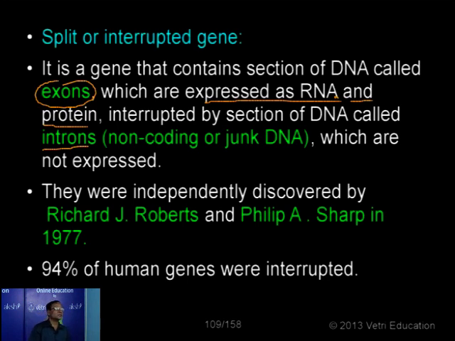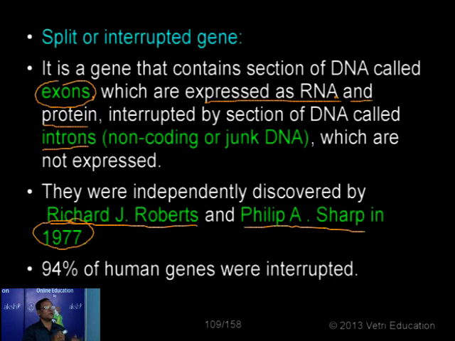And who are the persons responsible for the discovery of such genes? The eukaryotic interrupted genes, or split genes, were independently discovered by two different people. One, Richard J. Roberts, another one, Phillip A. Sharp. These were the two people who discovered the split gene or interrupted gene in eukaryotes in 1977 independently.